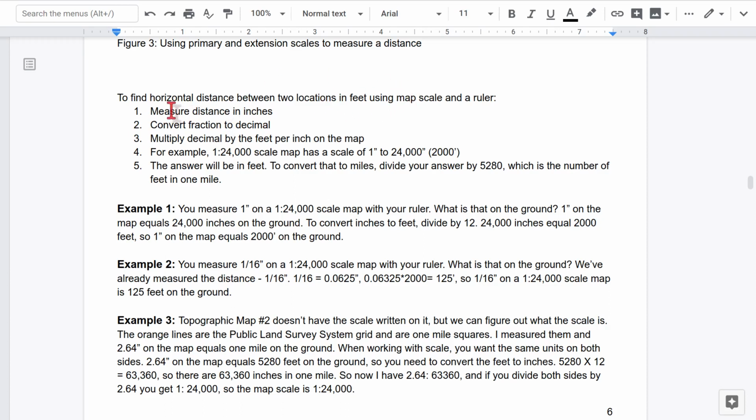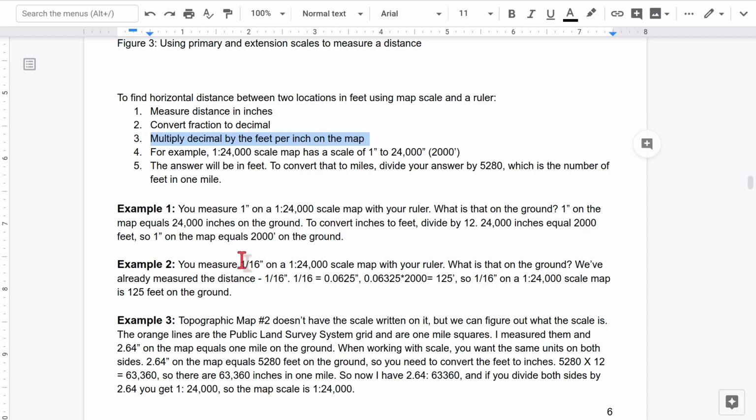So the first thing you need to do is measure the distance in inches. Then you convert that fraction to a decimal. Multiply that decimal length that you got by the feet per inch on the map, and that'll give you feet on the ground. For example, a 1 to 24,000 scale map has a scale of 1 inch to 24,000 inches. 24,000 inches equal 2,000 feet. So the scale of 1 to 24,000 is pretty convenient. 1 inch on the map is 2,000 feet on the ground.